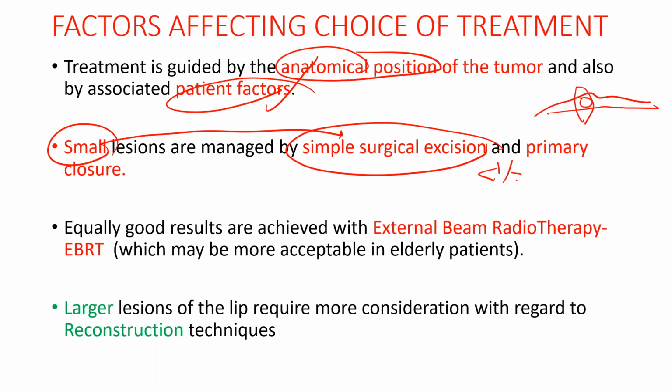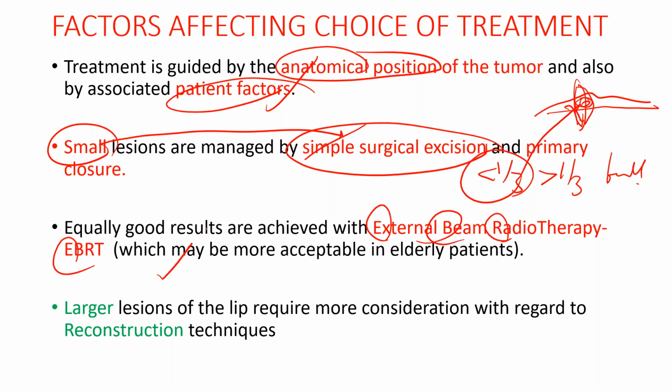Okay, less than 1/3, more than 1/3, and full. They say full involvement. So for less than 1/3, you can simply do wedge excision. You can remove it and then close it primarily without anything. You can go for external beam radiotherapy also, which is acceptable in elderly patients. In elderly patients, you cannot do surgery, so you can go for EBRT.